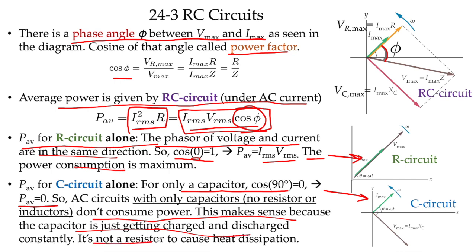This makes sense because the capacitor is just getting charged and discharged constantly. It's not a resistor to cause heat dissipation. Because there's no resistor, the average power is 0. We talked about this before actually. And we also verified what we know from this formula, because in a capacitor circuit, this angle becomes 90 and cosine 90 is 0.